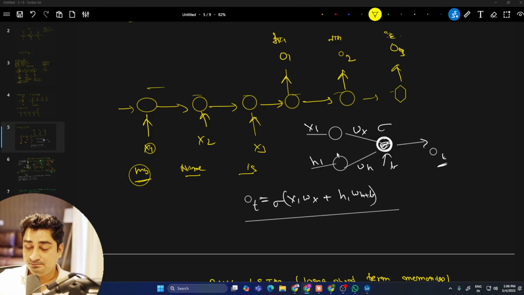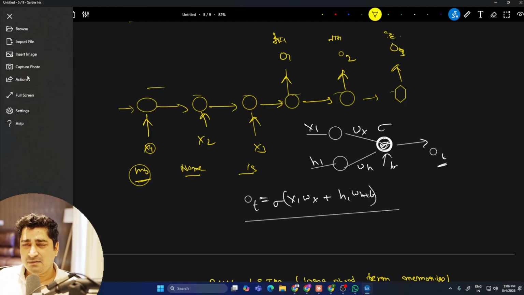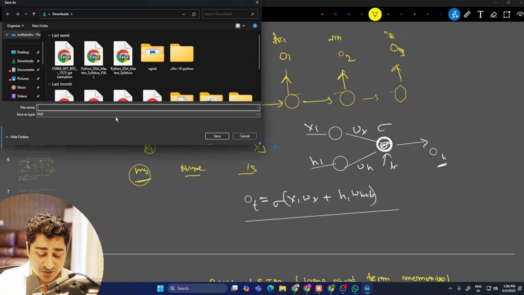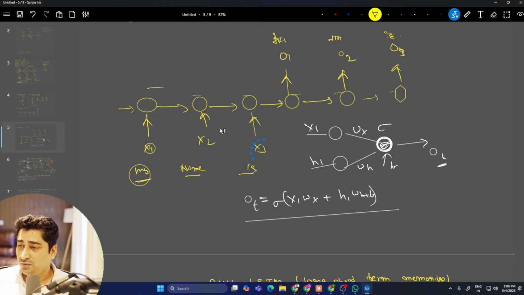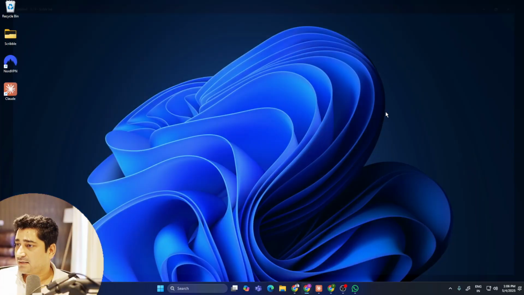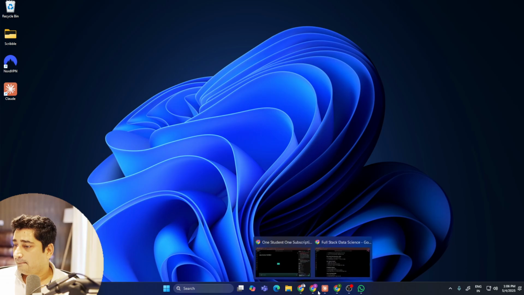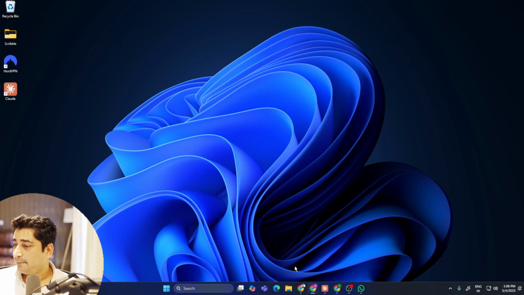Okay, so let me discuss GRU maybe in the next class. Let me convert these things, RNN and LSTM, into a PDF. So I'll explain you GRU and then transformer in the next class, guys.